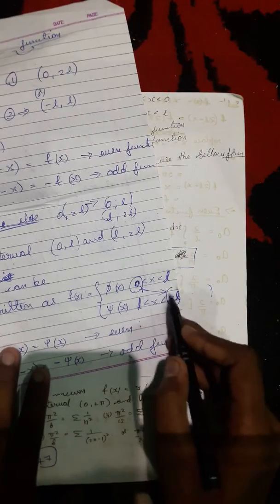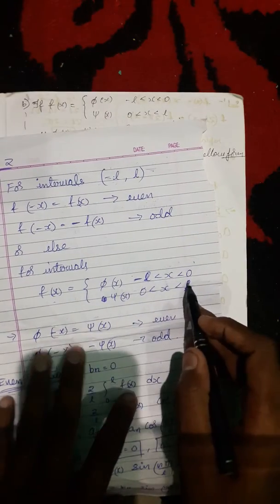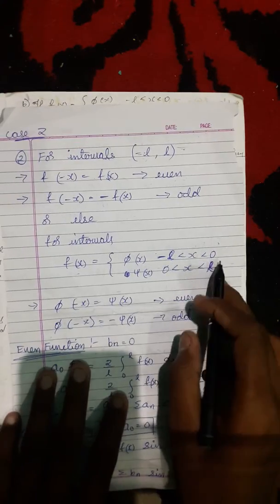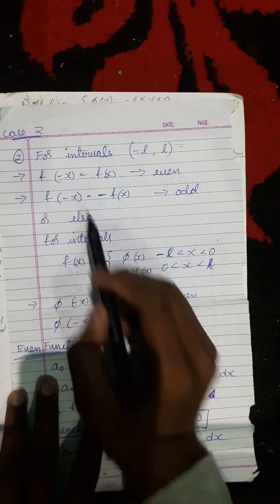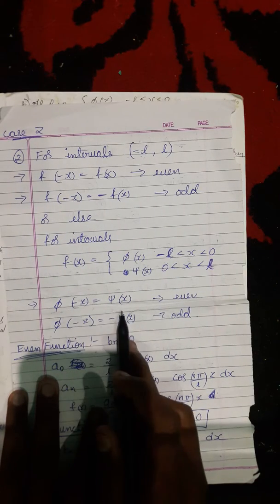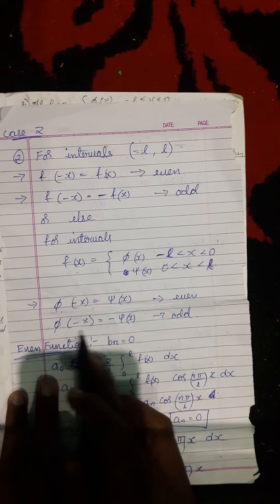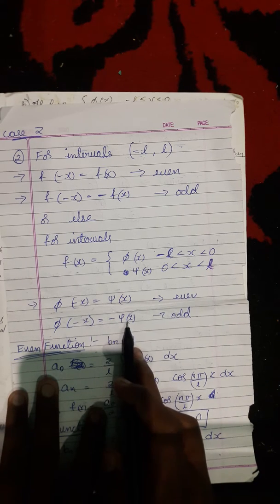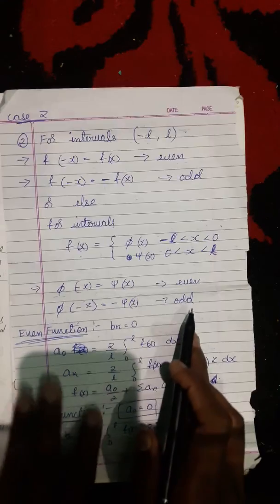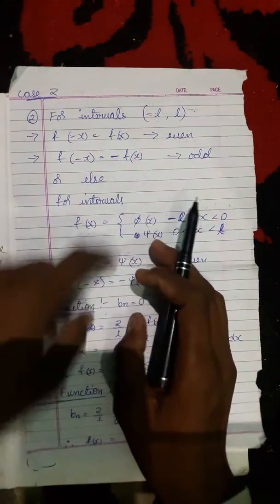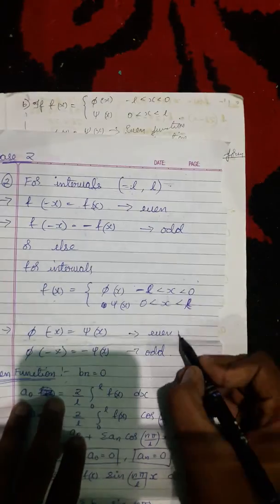0 comma 2L is divided in the same way. It is divided as minus L to 0 and 0 to L. So in this case the same formula, the same method applies here. Psi of minus x should be equal to phi of x, and phi of minus x should be equal to minus psi of x in case of odd and in case of even.